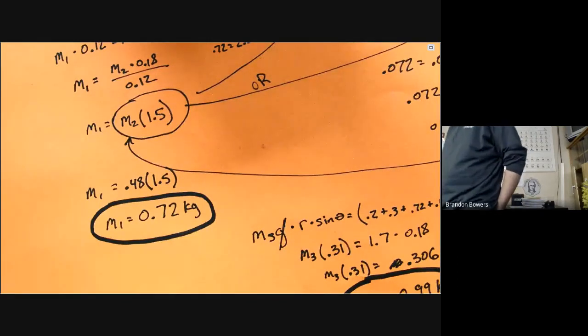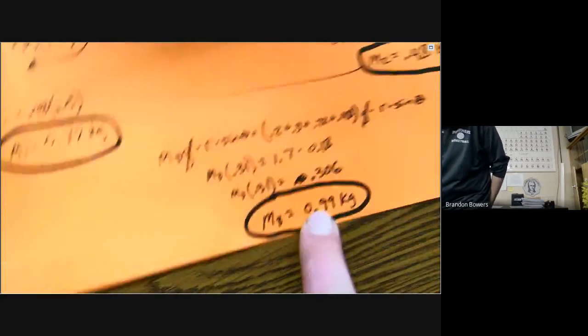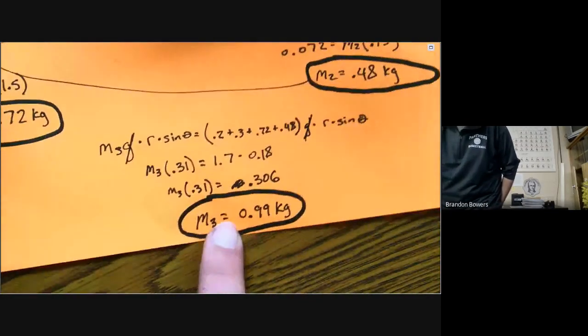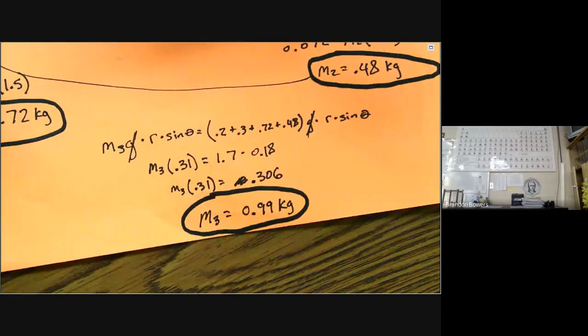Okay. And then to get the third mass, you have to plug it into this. All right. So FR sine theta is equal to all the masses on the left-hand side times R sine theta. Okay. And solving for M3. So a little complex, but doing the same steps over and over should have got you to the correct answer.